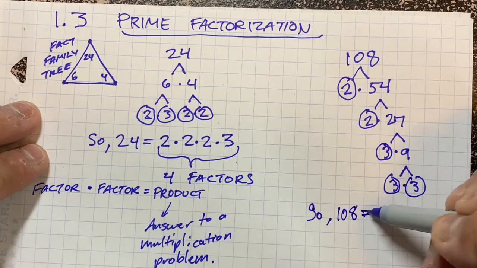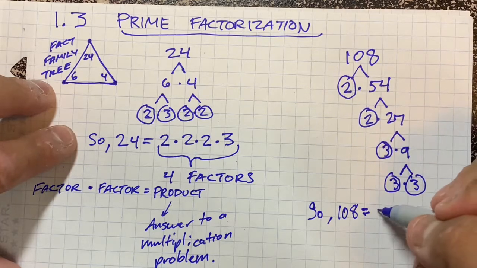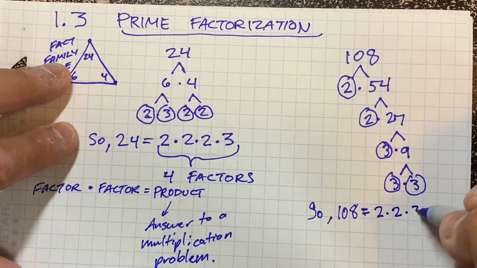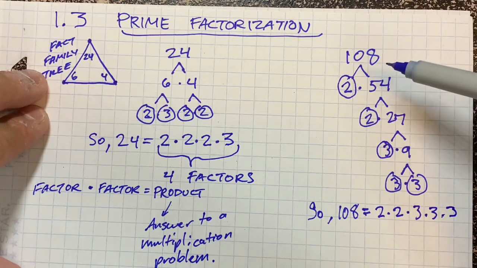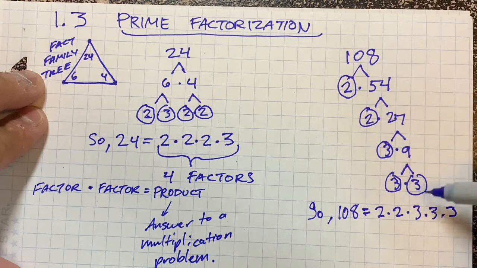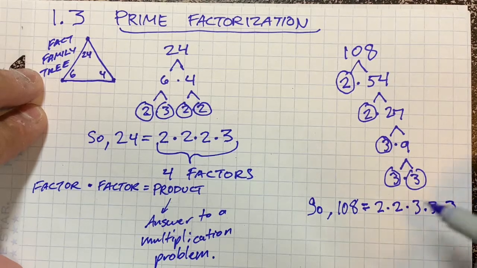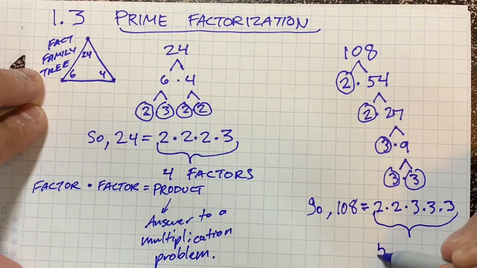108 is going to be equivalent to, let's count the 2's. 1, 2. We have 2 2's. 2 times 2. And count the 3's. 1, 2, 3. We have 3 3's. So notice that we're going to break, using the factor tree, break 108 into primes. And then with all the primes circled, we're going to write them chronologically, however many there is. Okay, so we have 2 2's, we have 3 3's. Okay, so we can say that there is 1, 2, 3, 4, 5 factors.